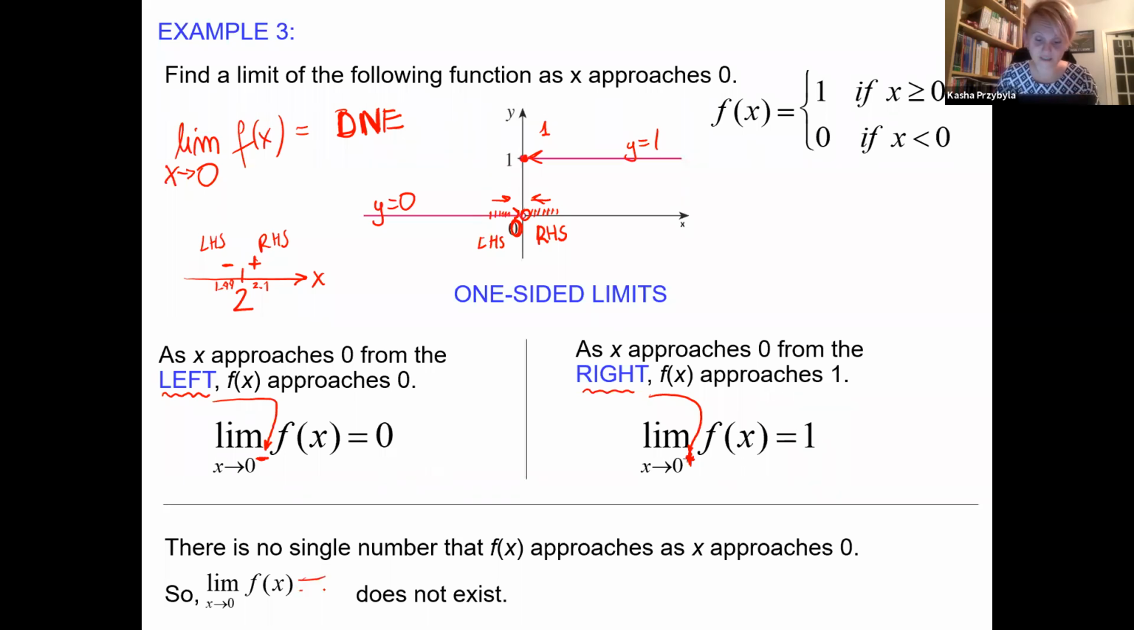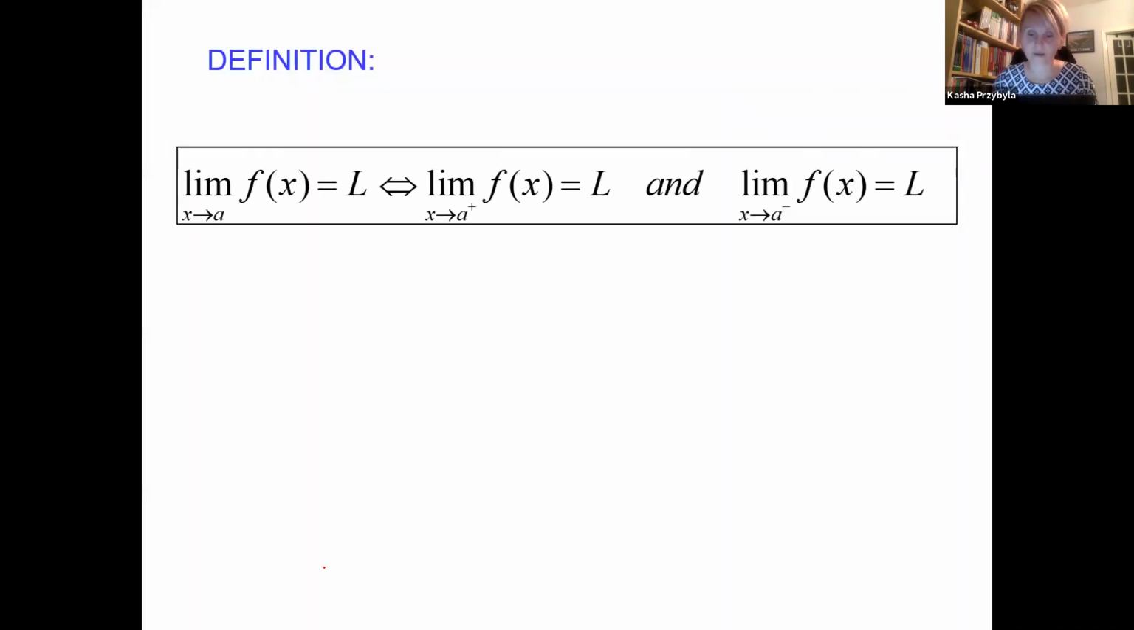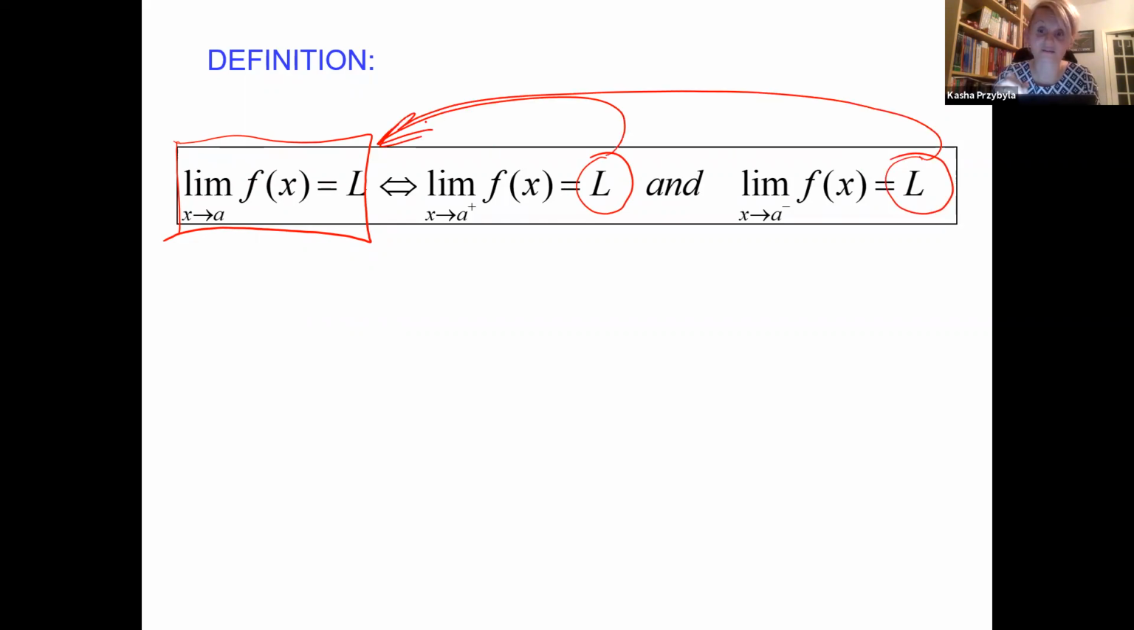That means I just said this limit is undefined. And then we do have a definition, which is probably just the obvious output from whatever was said: the limit of the function as x approaches a is equal to L if and only if the right-hand side and left-hand side are the same. That means if one-sided limits are identical, then I can say the limit exists.